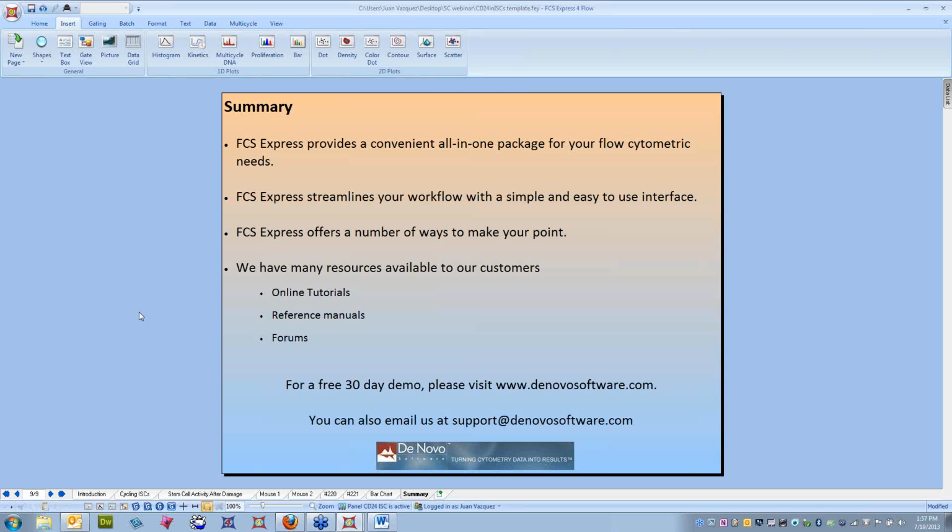And most and foremost, FCS Express offers a number of ways to make your point. I think that was most evident from the use of the bar chart. We also have something called the scatter chart. Just like you would create a scatter chart in Excel using a line graph, we can do the same here using the same type of information. Instead of inserting a bar chart, what we do is we insert a scatter plot. And we have the ability to connect the lines just like you would in Excel and formulate the type of data that you need to get your point across. Absolutely.